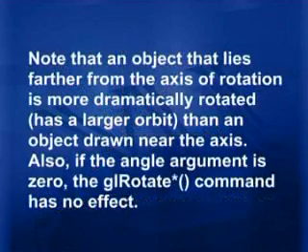Note that an object that lies farther from the axis of rotation is more dramatically rotated. That means it has a larger orbit of rotation than an object drawn near the axis. Also, if the angle argument is 0, the glRotate command has no effect.